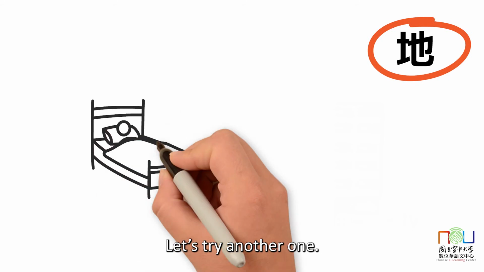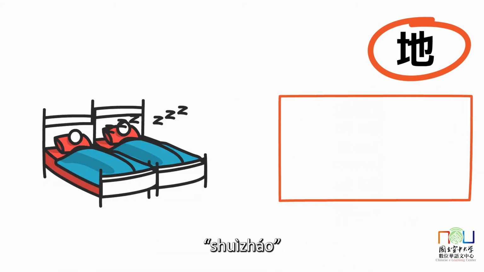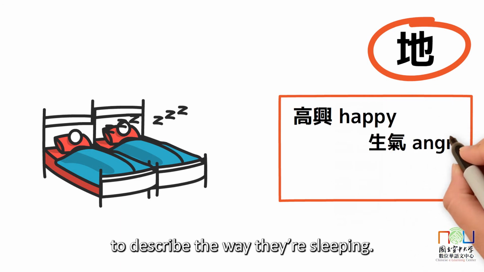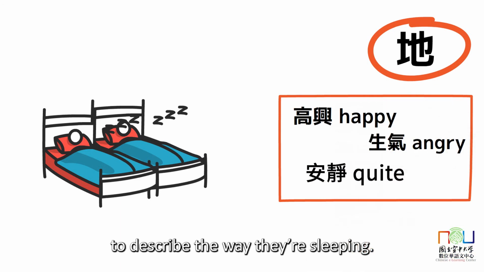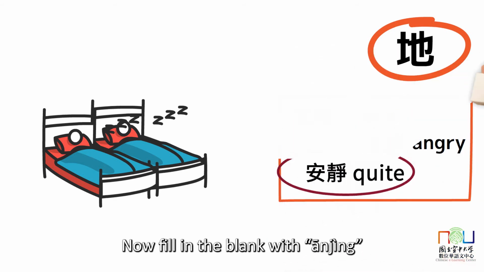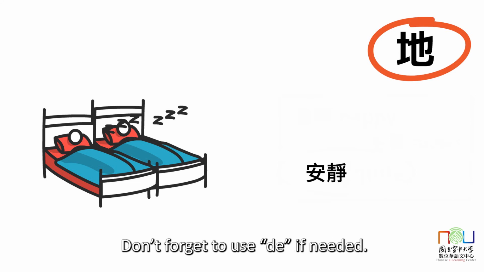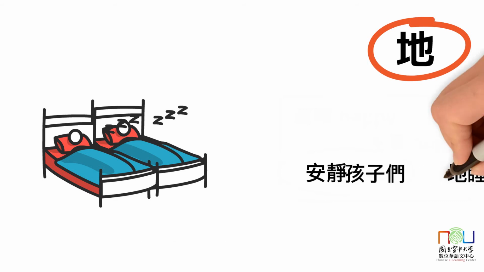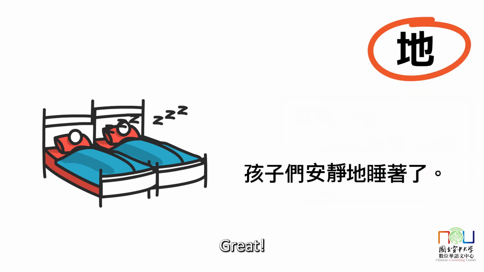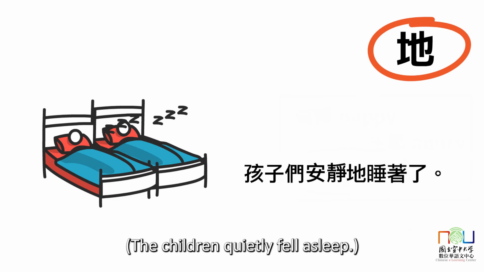Let's try another one. The children were asleep. 睡着. Pick a word from the box to describe the way they're sleeping. The answer should be quiet. Now fill in the blank with 安静 to complete the sentence. Don't forget to use 的 if needed. Great. The sentence is, 孩子们安静地睡着了. The children quietly fell asleep.